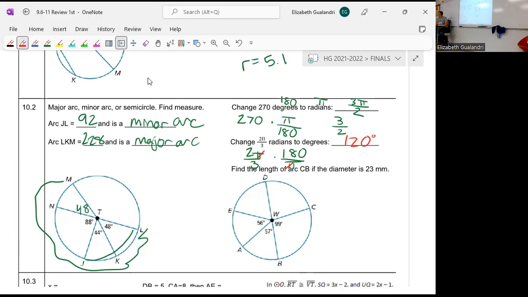Again, you get to use your notes. So hopefully you use them to your advantage and you know what you're doing there, and you can do that pretty quick.